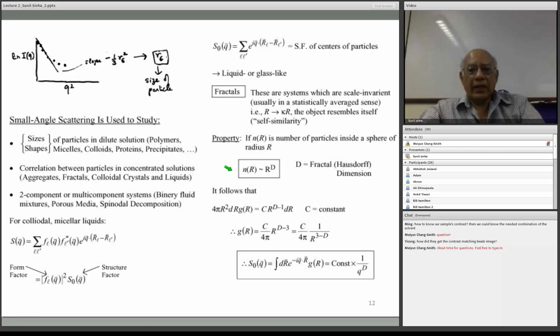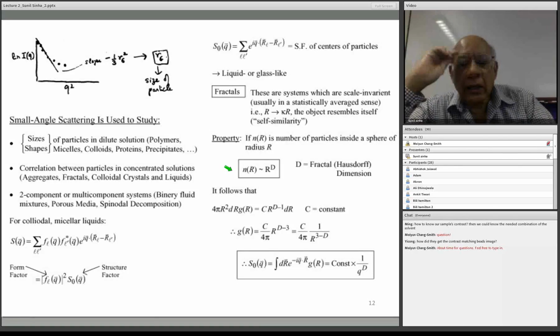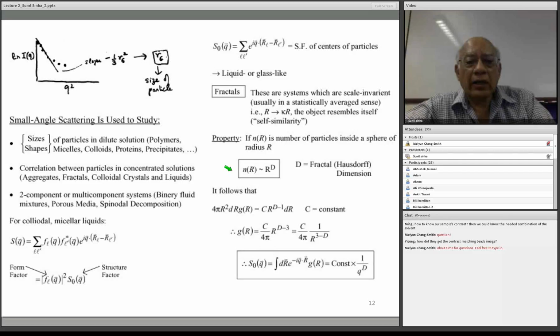For instance, let's assume this is true, and then let's ask ourselves, from this we can derive how many particles are at a distance between r and r plus dr from a particle at the origin. And thus it is just 4 pi r squared dr, the volume of that shell, times the pair distribution function g of r by definition, right? Because g of r defines the number of particles per unit volume that are a distance r from the origin particle.